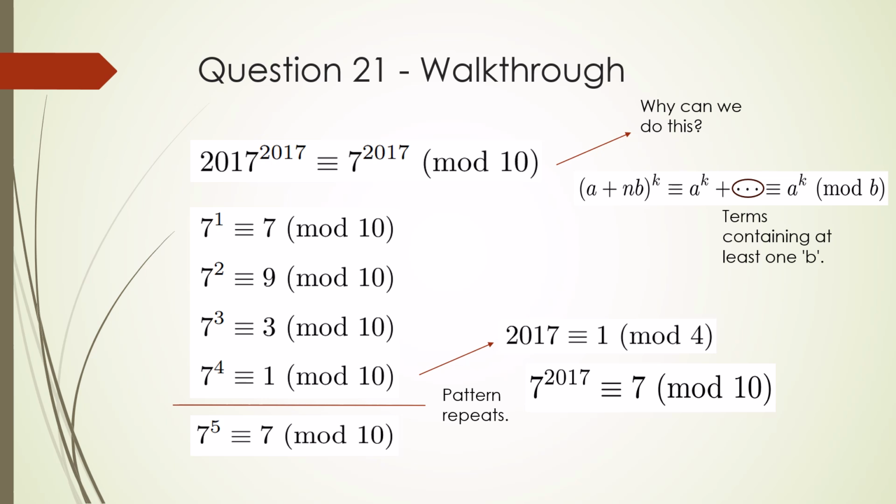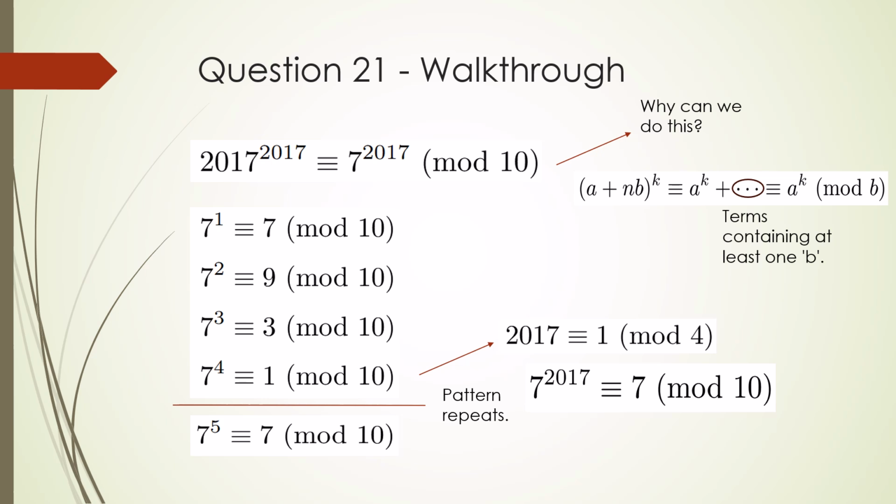Then from here on, we use a classic sort of trick. We start off with 7 to the power of 1, that's 7 mod 10. 7 squared is 49, but the remainder when you divide by 10 is 9. Then we can repeat this down to 7 to the power of 4, and you get 1. Now here's the important bit. When you multiply this by 7 again, you're going to get 7 mod 10. And I claim that the pattern repeats.